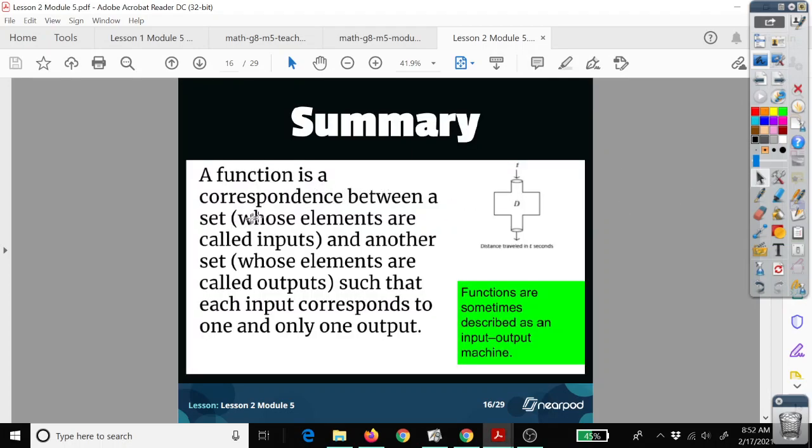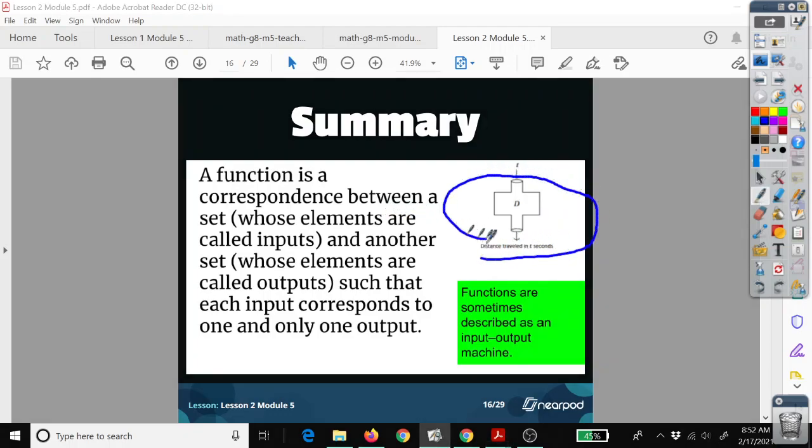So a function is a correspondence between a set of inputs and a set of outputs. We have a set of numbers we call the inputs, and another set of numbers we call the outputs. They could be the same, they could be different. And each input has one and only one output. If you like to think of it as a machine, it's an input-output machine. If I put something in here, I get something out here. And if I put the same number in more than once, I get the same output every single time. If I put in different inputs, I might or might not get different outputs.